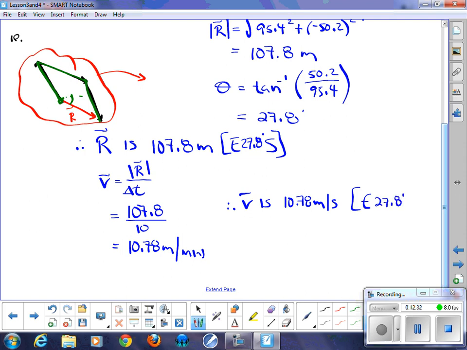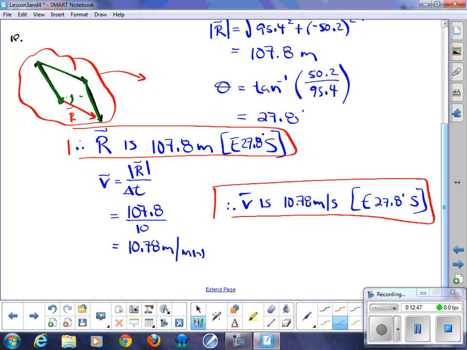Your acceleration is always in the same direction as your velocity or your resultant for these when you're adding and subtracting vectors here. So there are the two answers that the question was looking for. Our resultant, or our displacement, and our velocity. So those are the two answers that they were looking for.